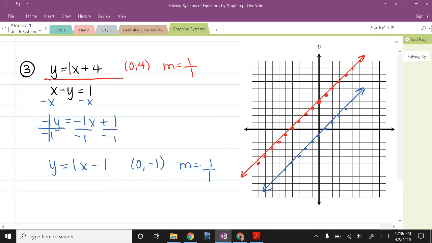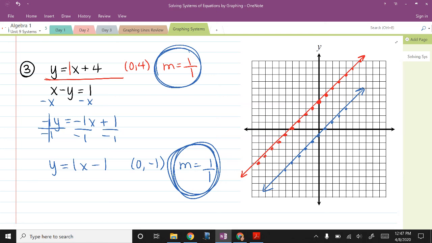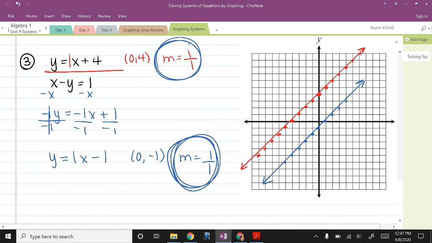Now, the way we could check to make sure they're supposed to be parallel is by looking at the slopes. Look, this slope was 1, which we said 1 over 1. This slope was also 1. So we have learned previously that parallel lines have the same slope. So these are indeed mathematically parallel lines. They're never going to cross each other. Therefore, the solution is that there is no solution.